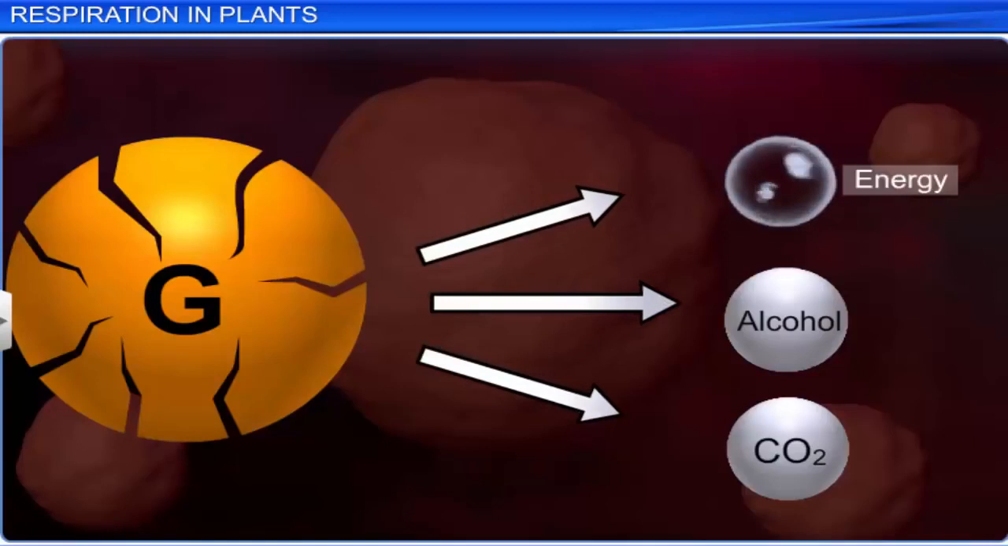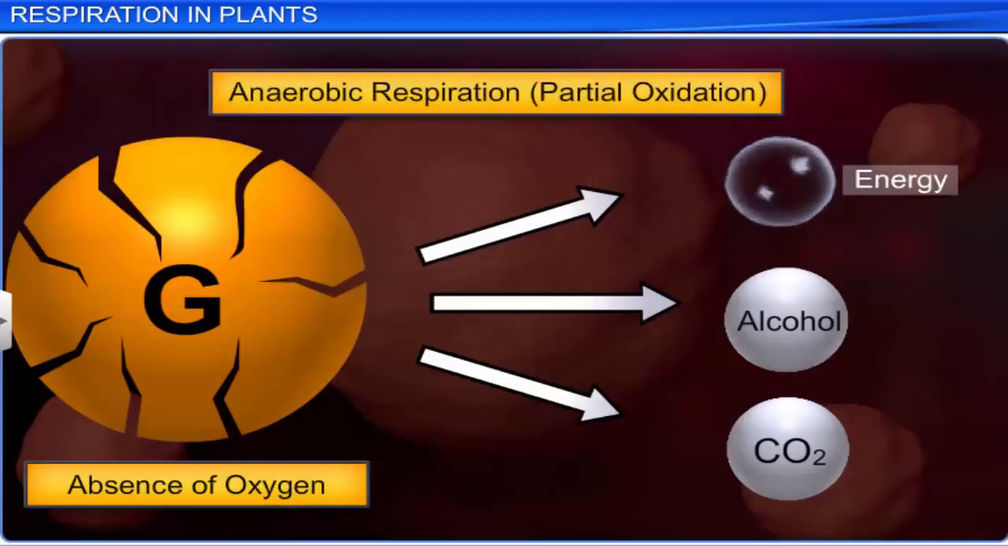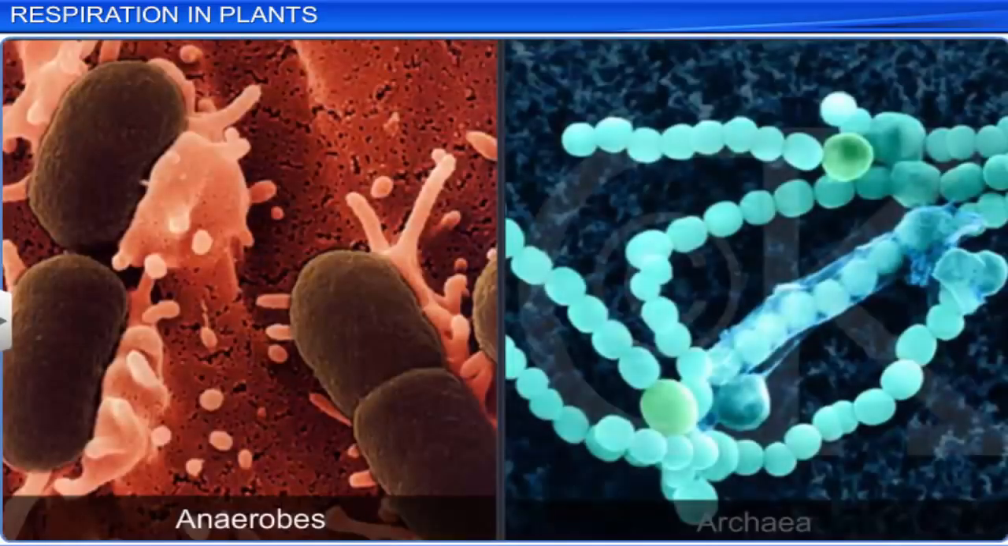When the oxidation of food substances takes place in the absence of oxygen, it is called anaerobic respiration. It yields alcohol and carbon dioxide as the byproducts. This type of respiration takes place in anaerobes and archaea.